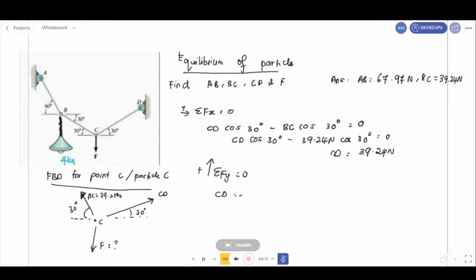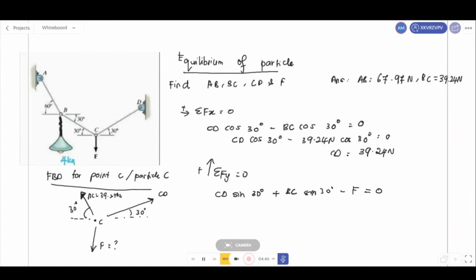It's not cos, it should be sine. Okay, CD should be... okay. Sine 30 degrees, and then we have the positive of BC sine 30 degrees, and then we have negative F. Yeah, we have negative F, so it's equal to 0.